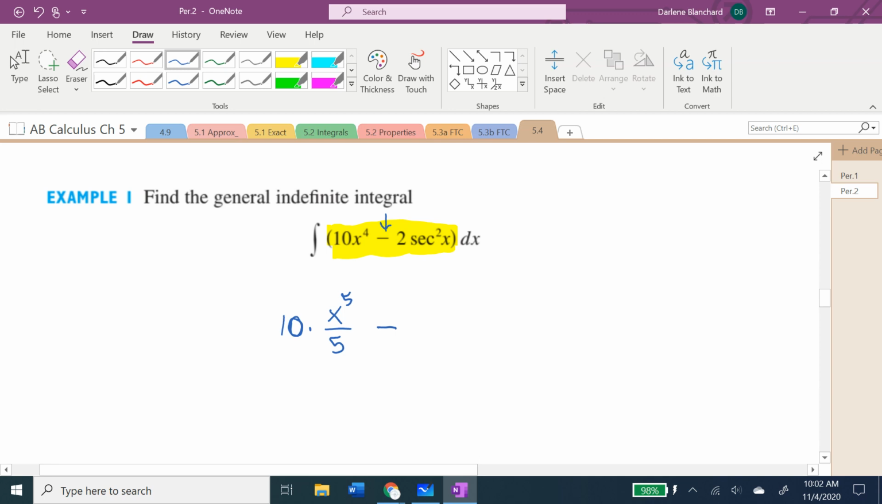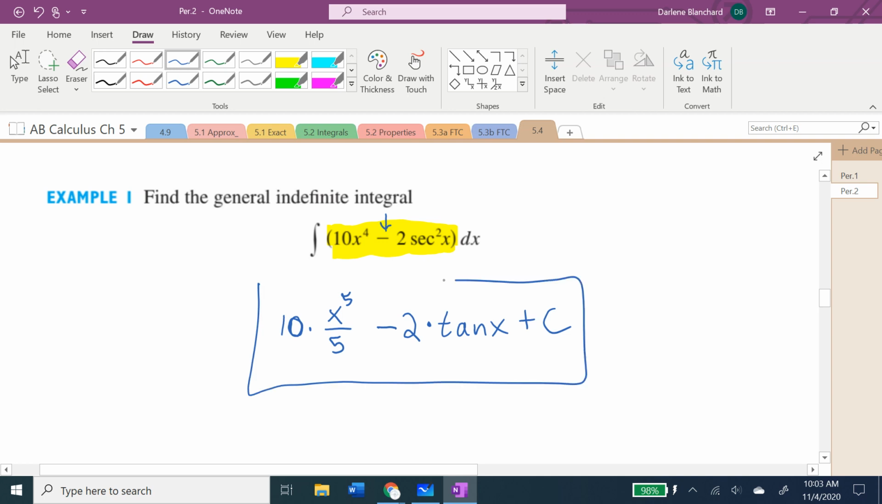Then after the subtraction sign, we have constant multiple 2, so we keep that and multiply it by the integral of secant squared. And do you remember who that is? I already see it in chat. The integral of secant squared is tangent x. And then throw a plus c on the end. Simplify if you feel like it. But that is wrapped up and done.